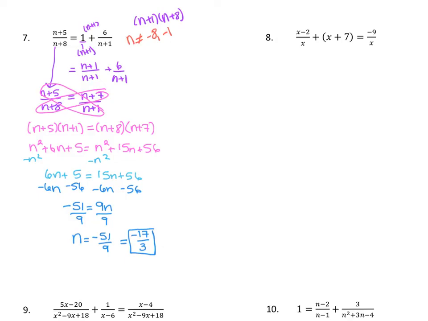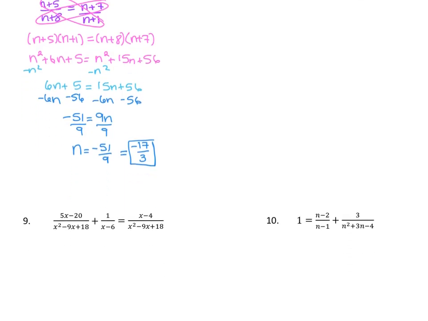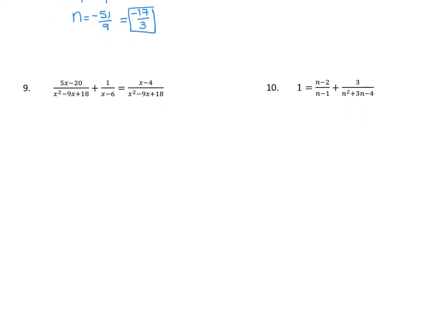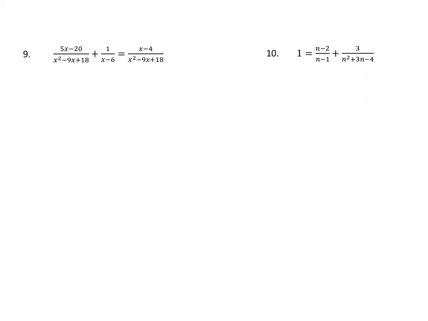Let's scroll down to number 9. Now in number 9, you're going to have to do some factoring and get a common denominator all the way across and then solve. Pause the video now, give number 9 a try, play the video when you are ready to check your answer.